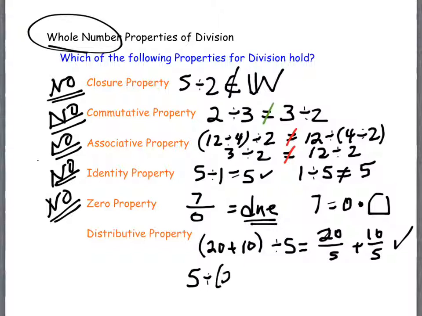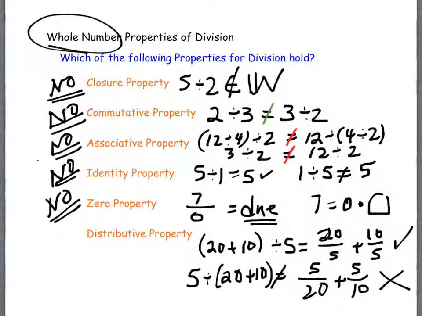You can't take 5, and even if they were numbers you liked, this would not work. This is not equal to 5 divided by 20 plus 5 divided by 10. No chances. And you can simplify to see that that would not work. But this would actually give me 1/4 plus 1/2, right? 1/4 and 1/2 is much, much larger than 5 divided by 30, right? Same thing up here, though.